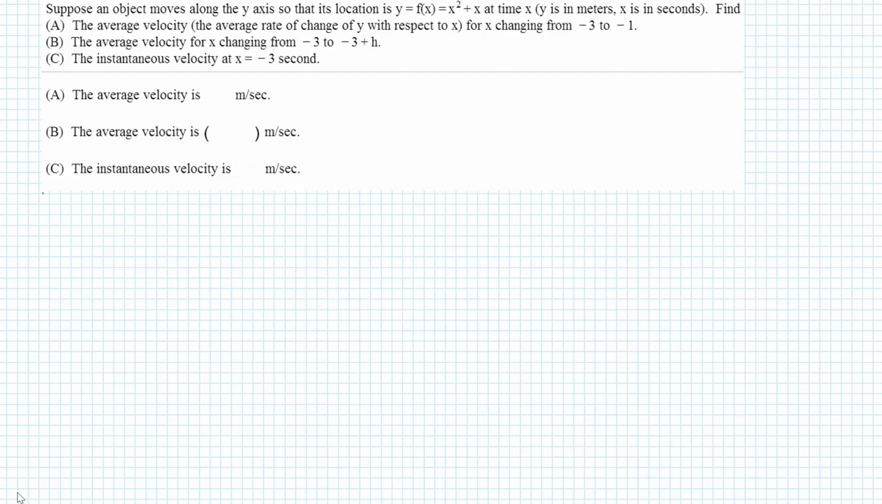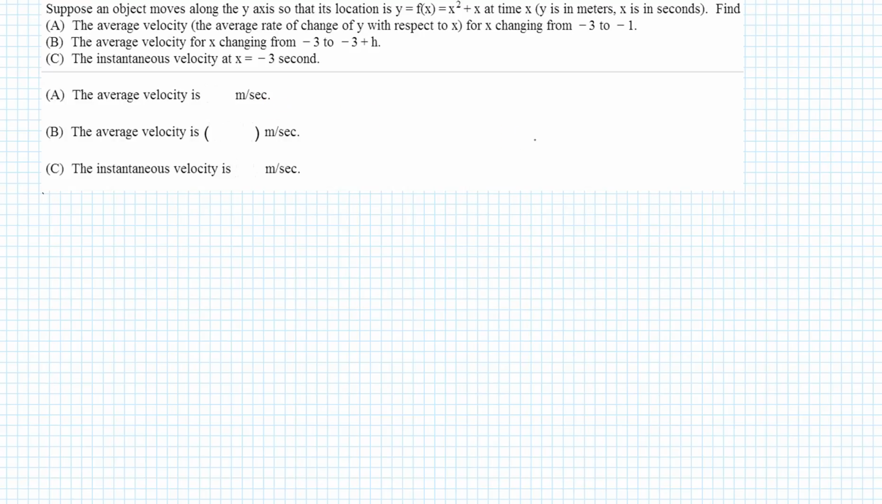So here we've got a question about average and instantaneous velocity, and they're giving us a function f of x equals x squared plus x, and that's the function that tells us the location of a particular object at a specific time, the object moving along the y-axis. They're asking us to look at this from x equals -3 to -1.